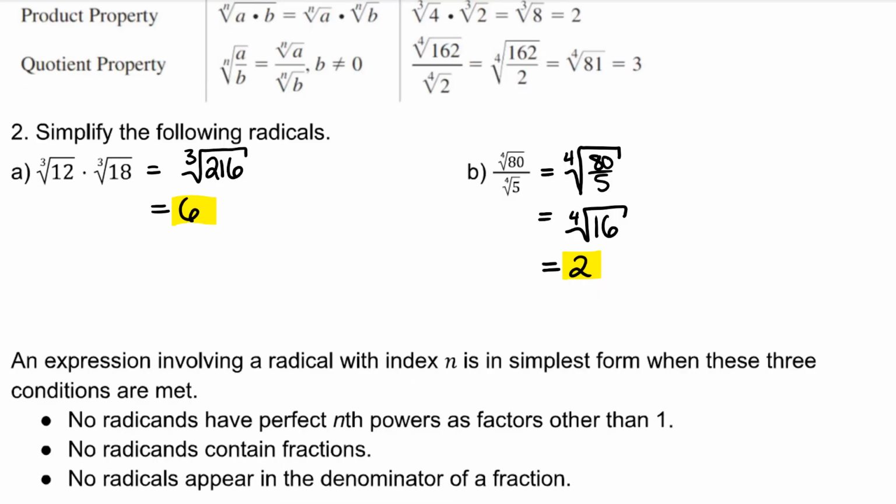An expression involving a radical with index n is in simplest form when these 3 conditions are met. No radicands have perfect nth powers as factors other than 1, meaning simplify the radical. No radicands contain fractions, and no radicals appear in the denominator of a fraction.